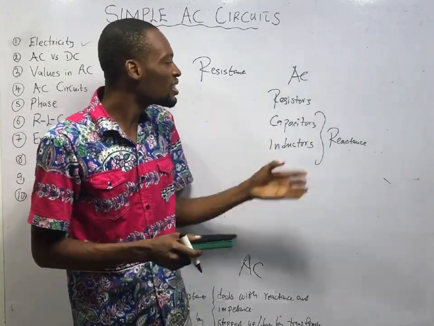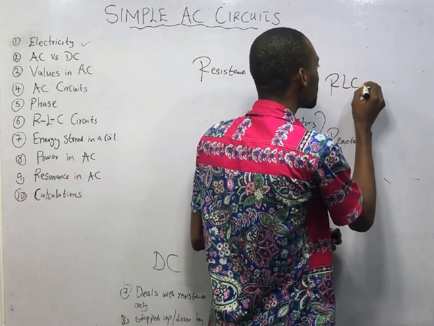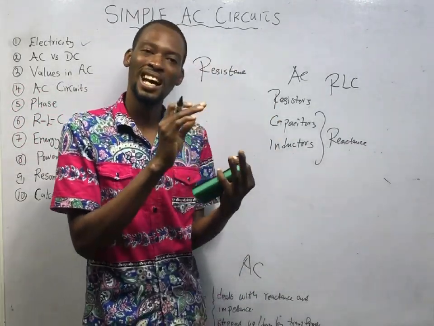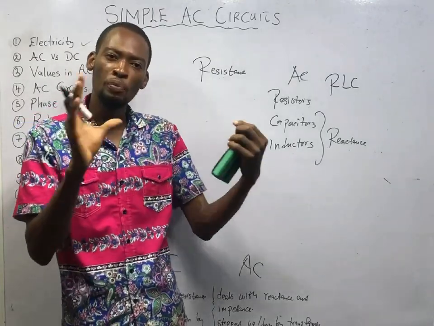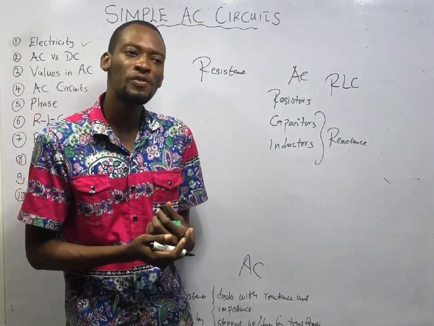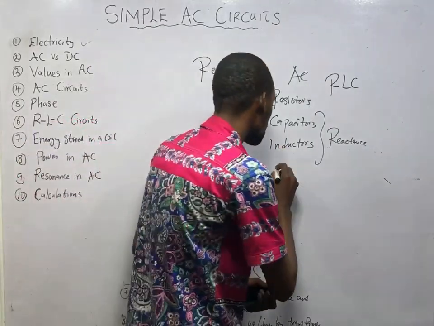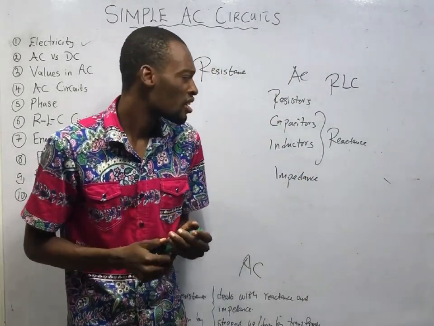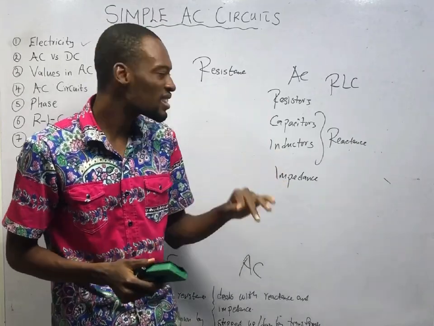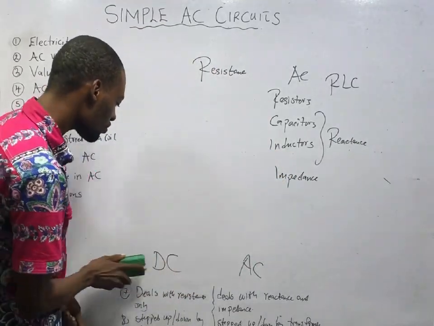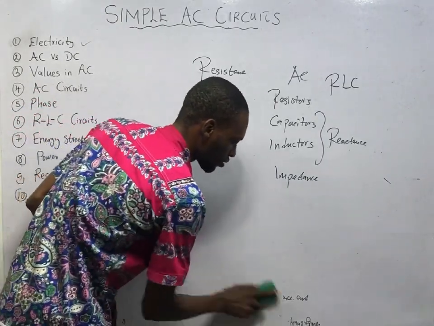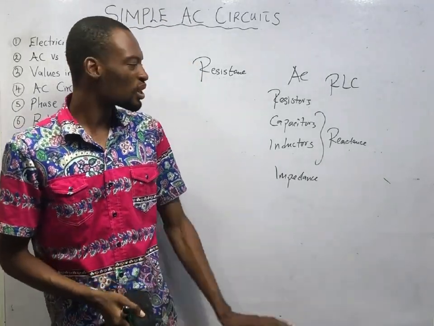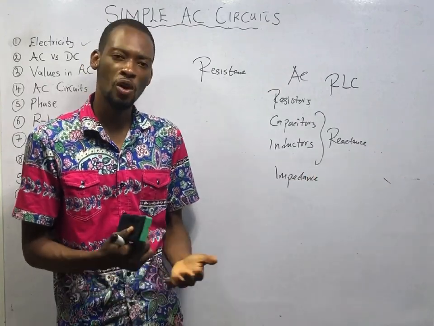So in AC circuits, something like RLC circuits, as you can see here, RLC is typically a circuit that has resistors, inductors, and capacitors, which means the three of them are opposing the flow of current. When these three oppose the flow of current, the opposition is referred to as impedance. So impedance is the opposition to the flow of current offered by resistors, inductors, and capacitors in a circuit. And AC can be stepped up or stepped down using transformers. But DC can only be stepped up and stepped down using induction coils.